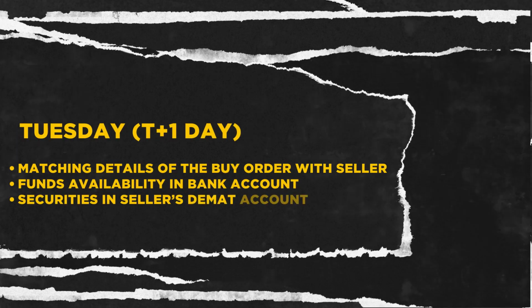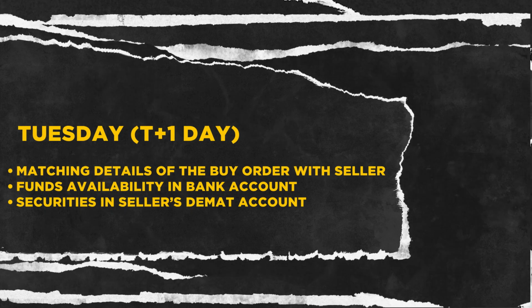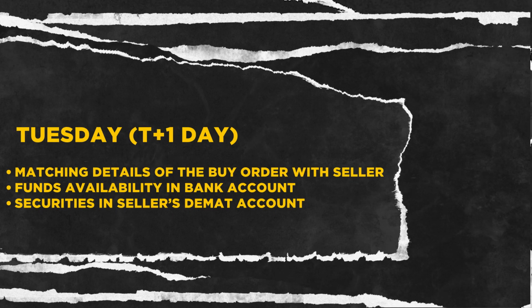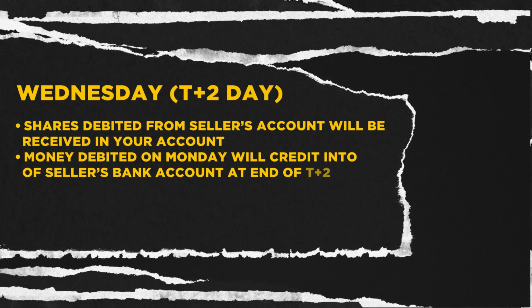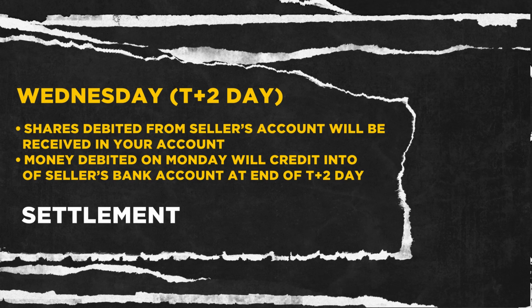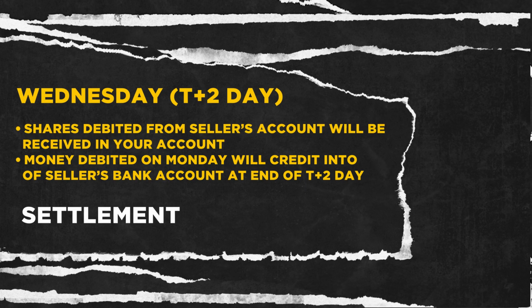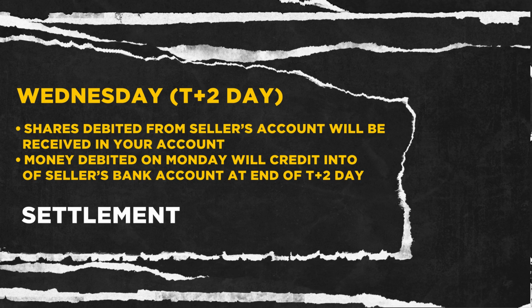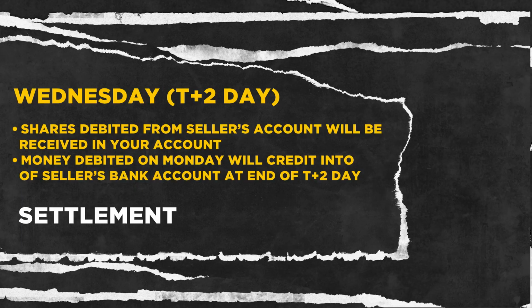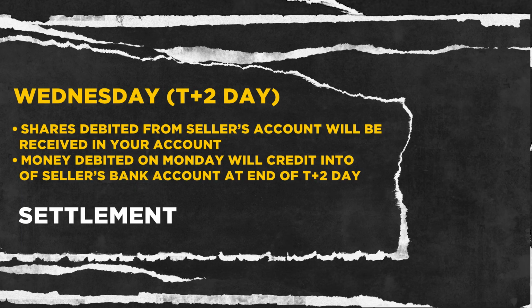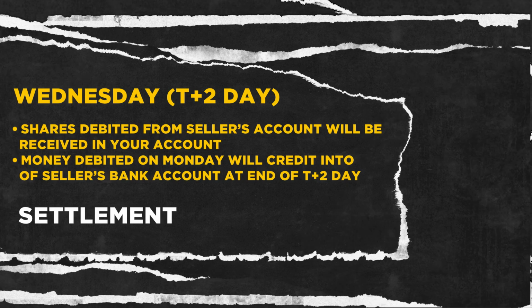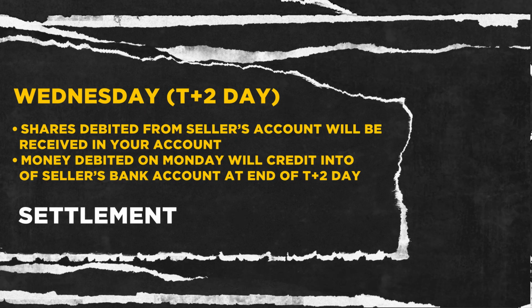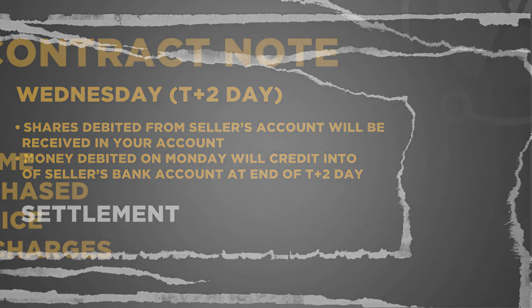On Tuesday, T+1 day, the processing of the transaction begins to happen. Things like matching the details of the buy order with that of the seller, making sure that the funds are available in your bank account and the securities in the seller's demat account. On Wednesday, T+2 day, around 11 a.m., shares will be debited from the seller's account and you will receive them in your account by the end of the day. Money which was debited from your bank account on Monday will be credited to the bank account of the seller by the end of the T+2 day. This is what we had referred to earlier as settlement. Figure 1 offers a pictorial representation of this entire cycle.